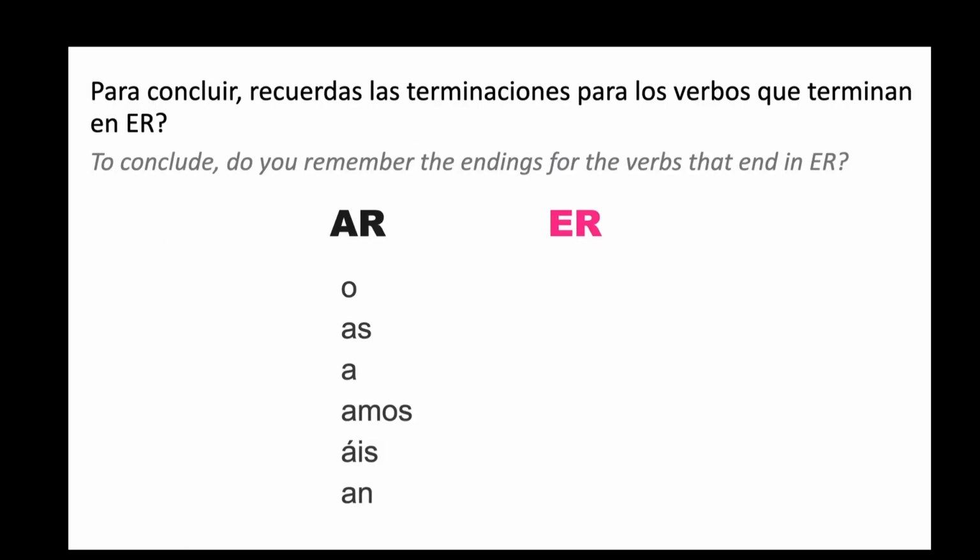Muy bien, we've come to the end. Para concluir, ¿recuerdas las terminaciones para los verbos que terminan en er? I'm showing you the ones that end in ar. What are your endings for verbs that end in er? Hopefully you said o, es, e, emos, éis, en. And if you do not use vosotros, just skip it. And hopefully you would have said o, es, e, emos, en.